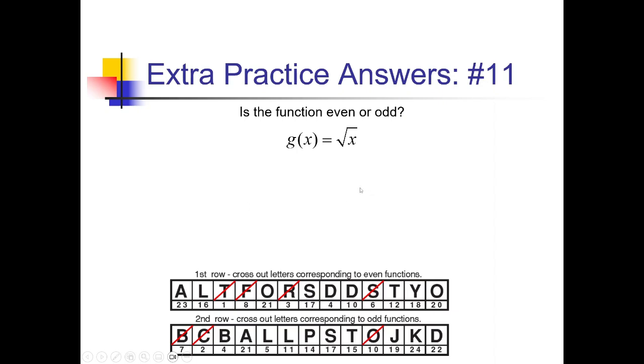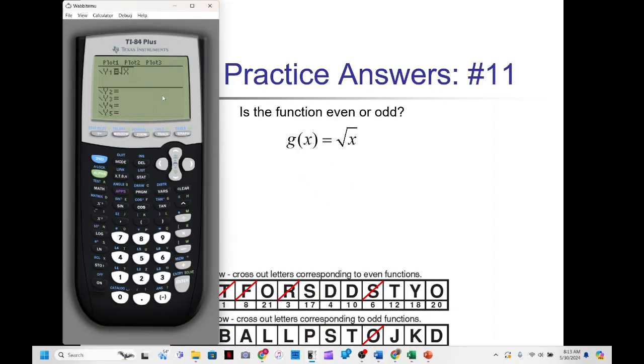Now we're trying to figure out the even or oddness of this square root of x function. So one way you could approach this is maybe thinking of this as, actually you can't really think of this as a polynomial. The exponent would be 1/2, but that doesn't really help us here. So let me just graph this and see a picture of it. I know what it looks like, but I still want to show you all. So square root of x going in my y1. Let me graph that now. Still the same window I used before.